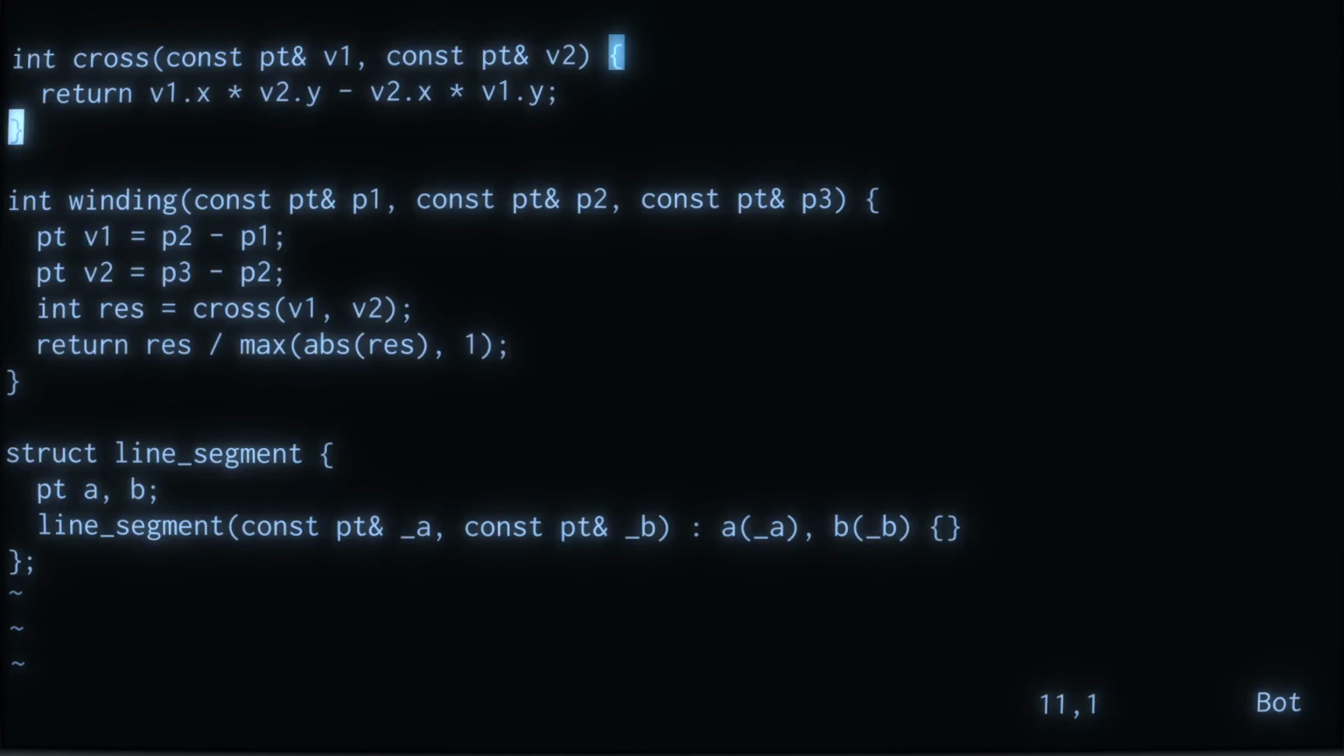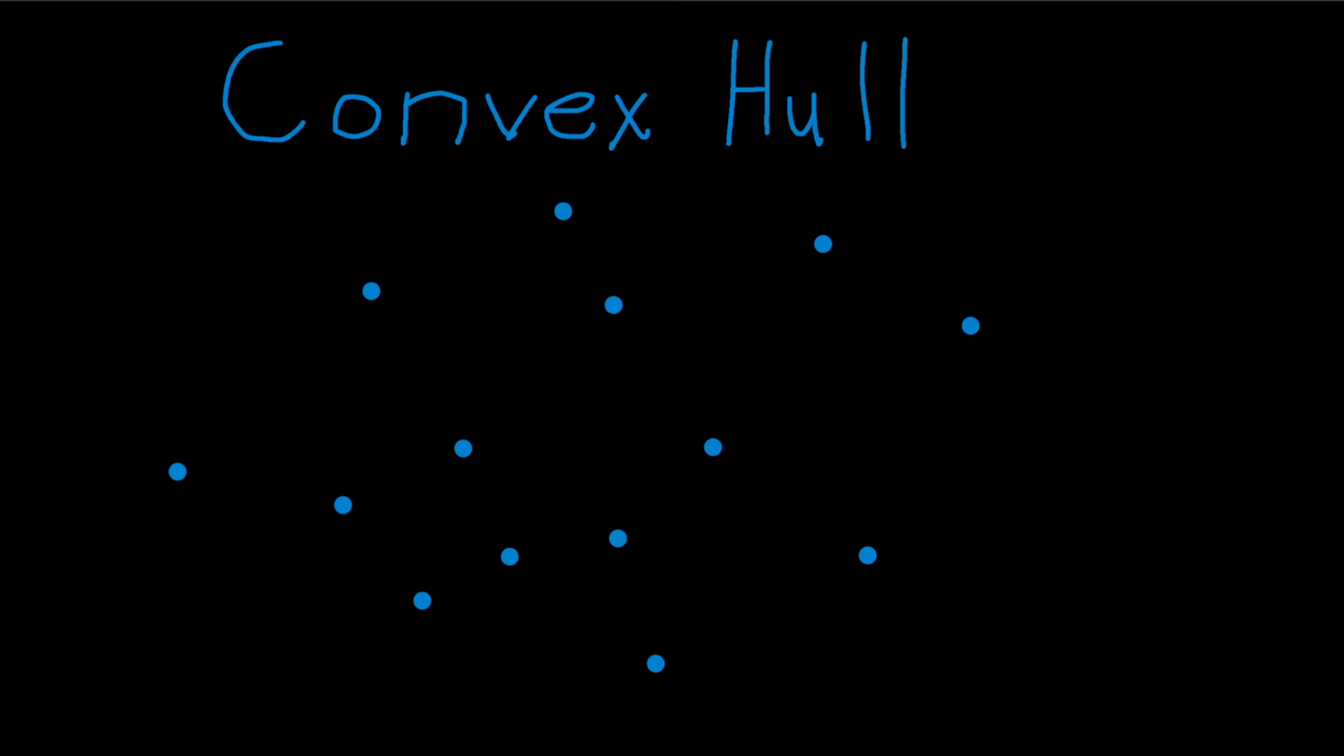So now, there's actually lots of other different primitives that we could implement, but we actually have enough primitives at this point to solve a problem. So why don't we solve a problem first? So the problem we're going to try and solve is called the convex hull problem. The convex hull problem is not too hard.